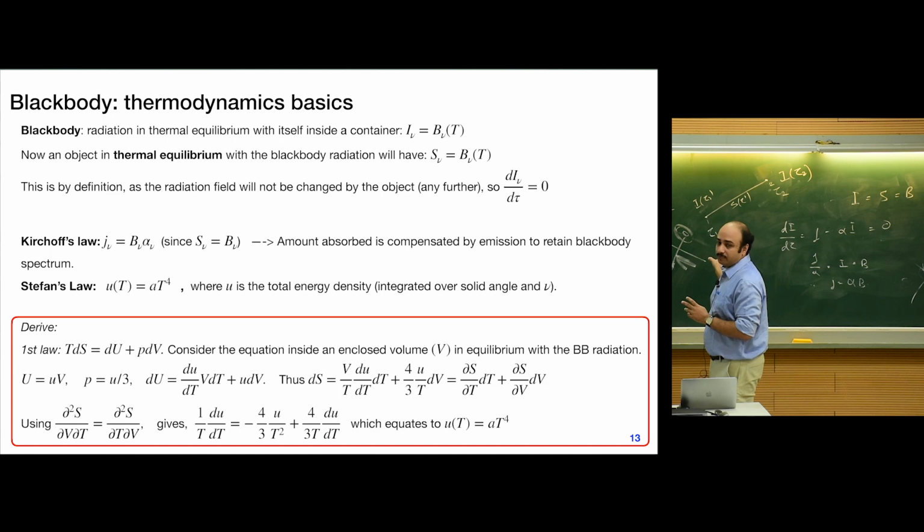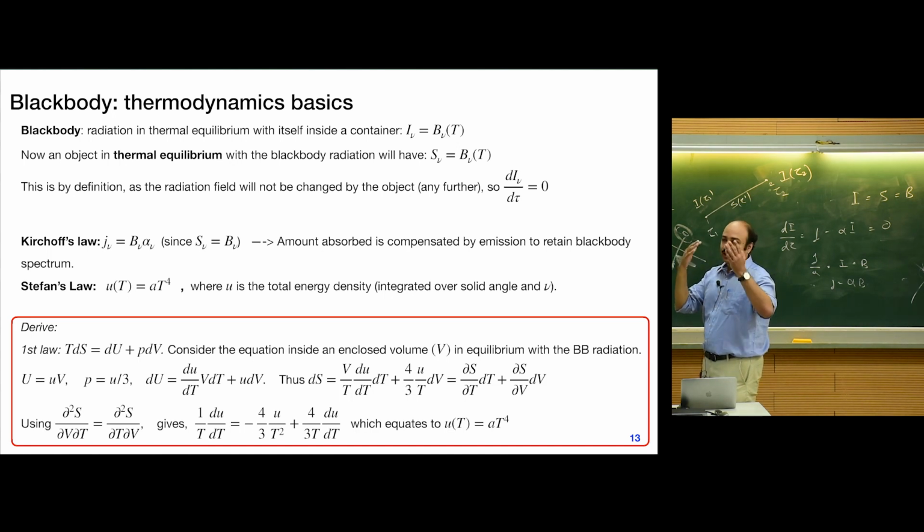Kirchhoff's law is very powerful. We can readily use it to compute one quantity if we have the other. The black body B_nu function we know; I'll come to that in the next slide. Suppose we can find out what the j_nu term is, which is the emission coefficient of a thermal system. We can immediately evaluate what the alpha_nu is.